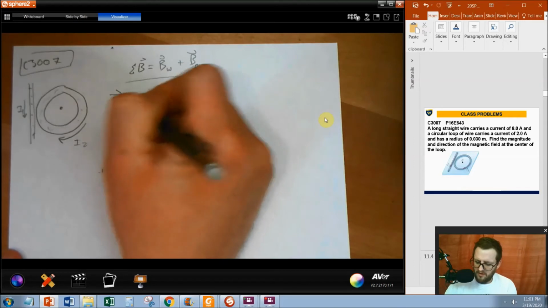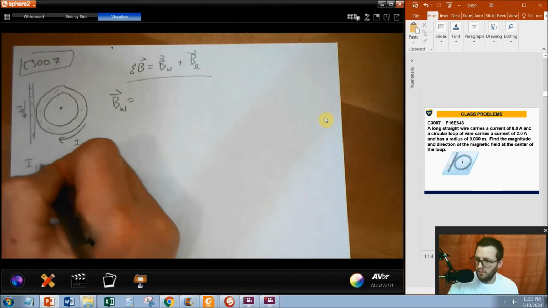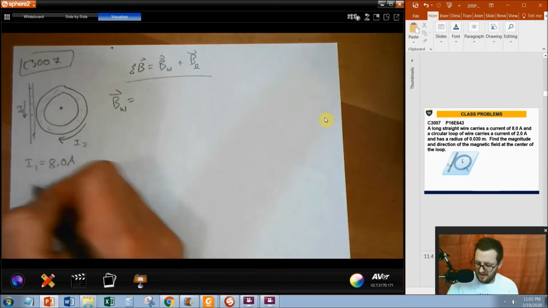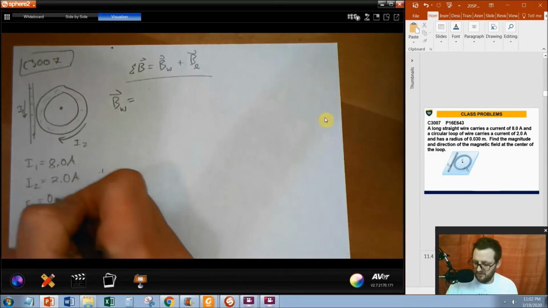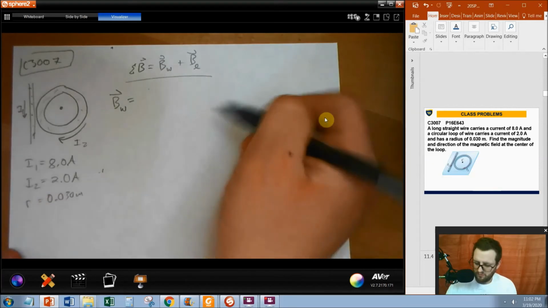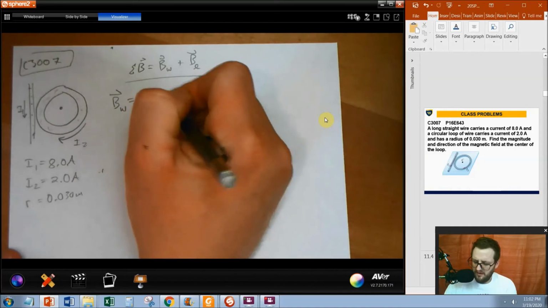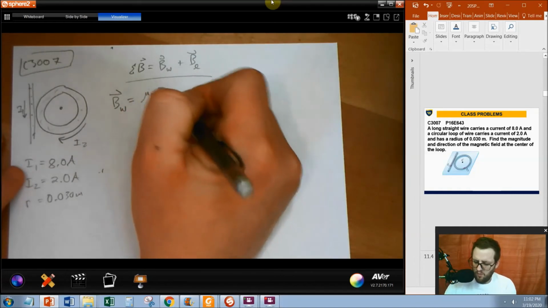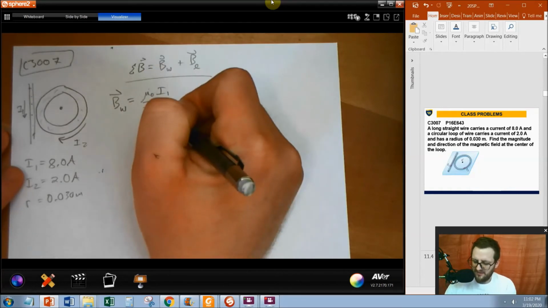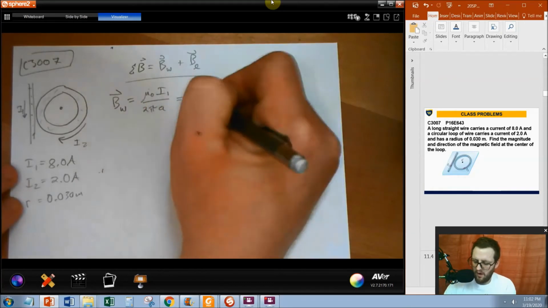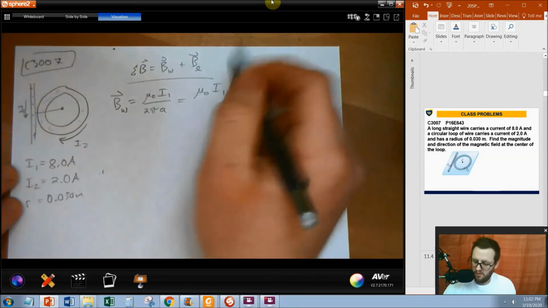So the field from the wire, we use the equation. Let me write down the known values first, getting ahead of myself. So I1 is 8 amps, I2 is 2 amps, and the radius is 0.030 meters. Okay, so the magnetic field from any straight piece of wire is mu naught I, and in this case that's I1 over 2 pi A, where A is the distance from the wire. Here A is going to equal R, because you are a distance R away from that wire.